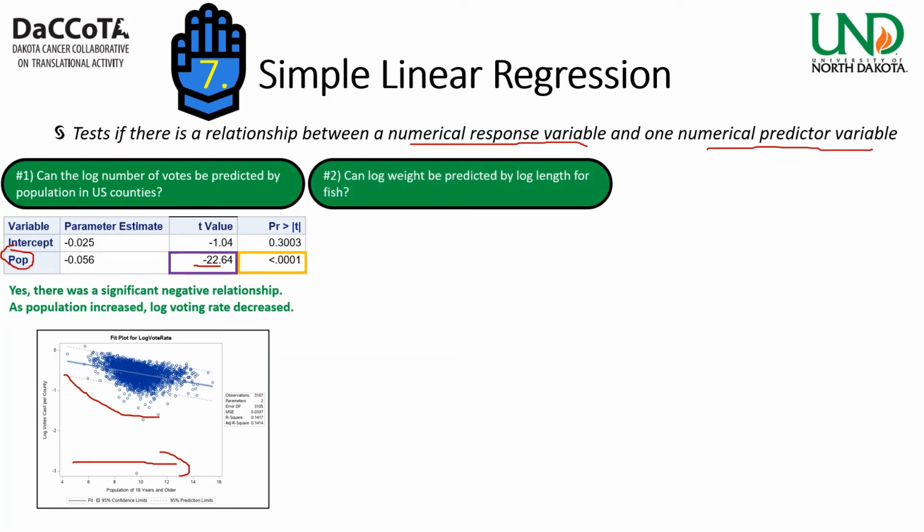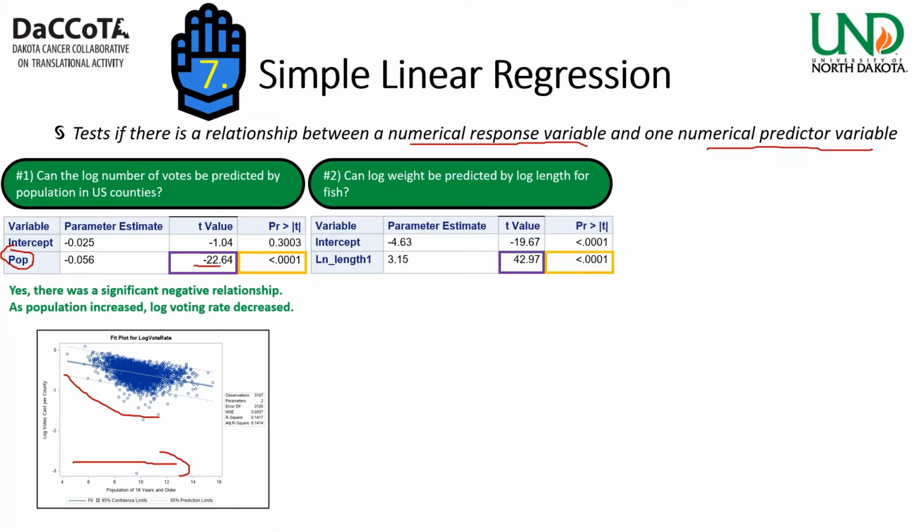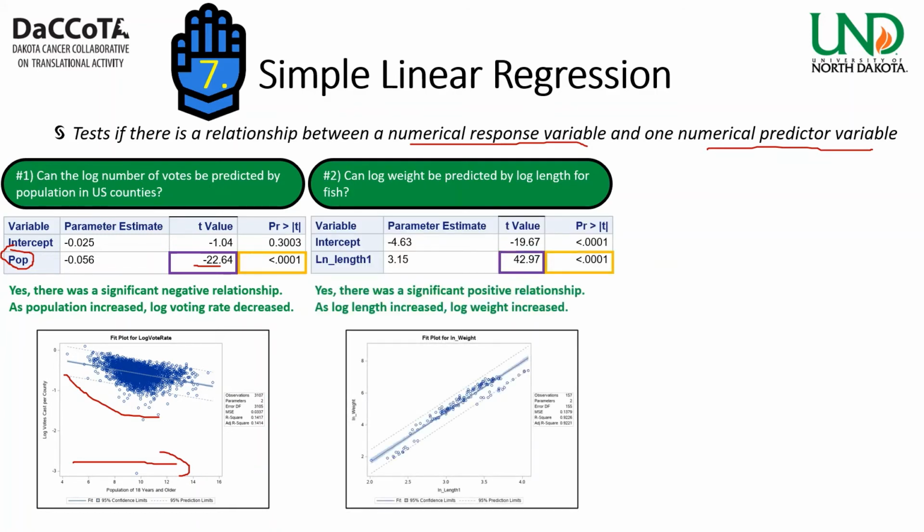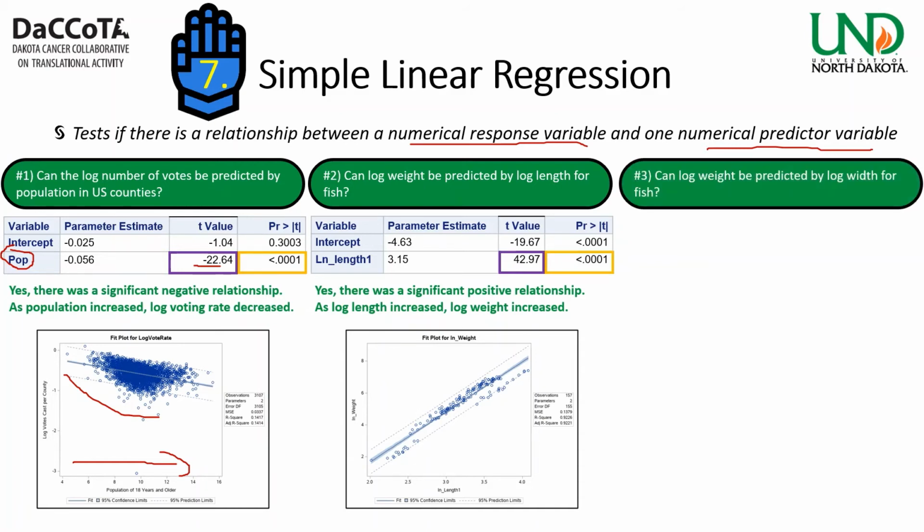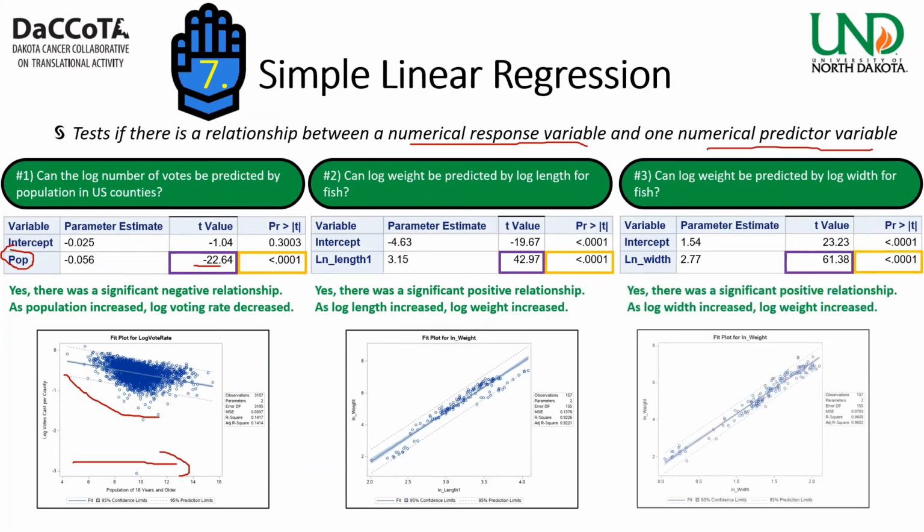Log weight, log length in fish. Well, again, we see that that's significant: as log length increased, log weight increased in fish. Not surprising at all here. What about weight and width in fish? Yes, again, very strong relationship between the two. As one increased, so does the other. That's a positive relationship as opposed to the negative in example 1.